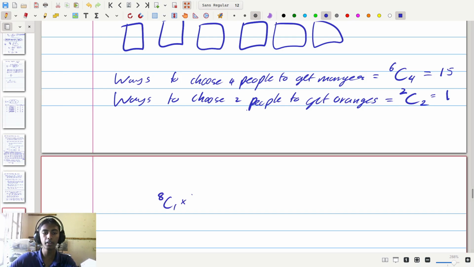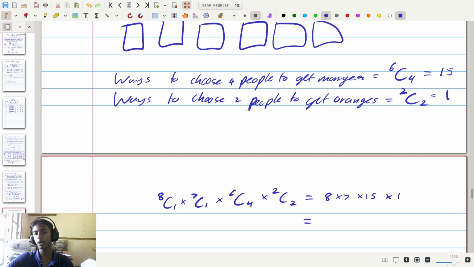So 8 choose 1 times 7 choose 1 times 6 choose 4 times 2 choose 2, which is going to be 8 times 7 times 15 times 1. If you work it out, we can simplify it slowly if you can't follow it. If we multiply one of the 2's from this 8 with this 15, we get 30, multiply by another 2, we get 60, multiply another 2, we get 120. 120 multiplied by 7 is going to be 700 plus 140, which is going to give us 840. So the answer here is 840 ways.